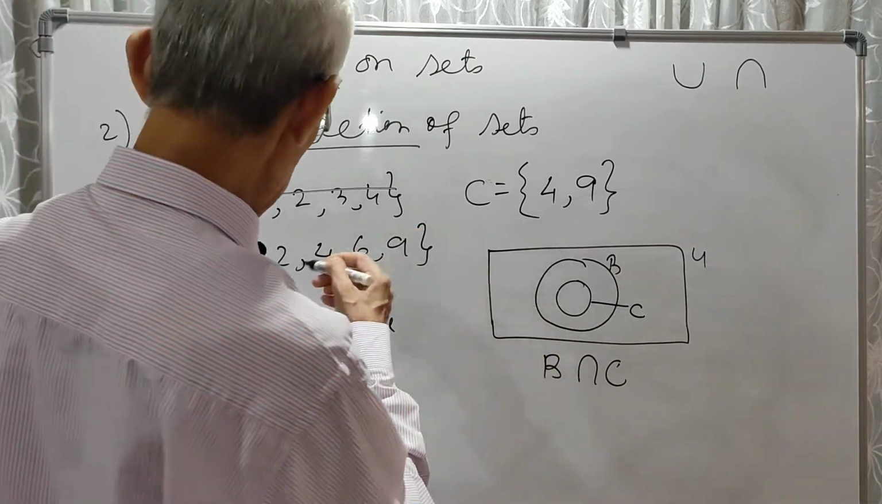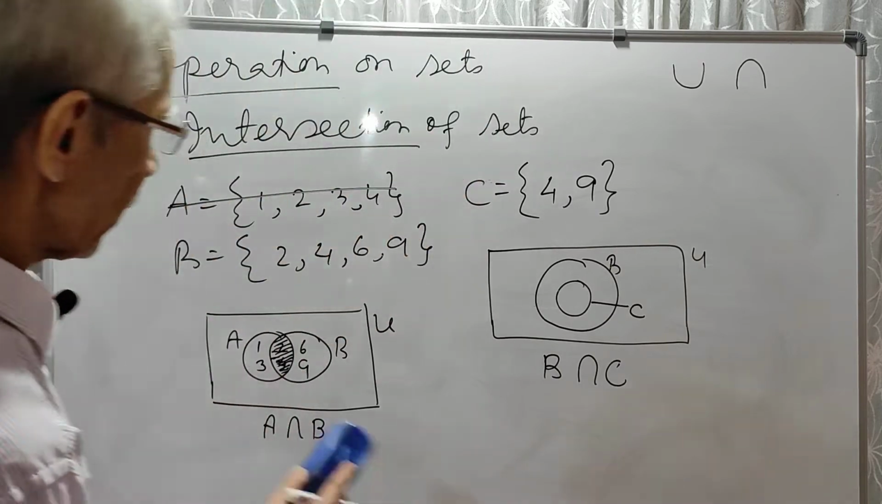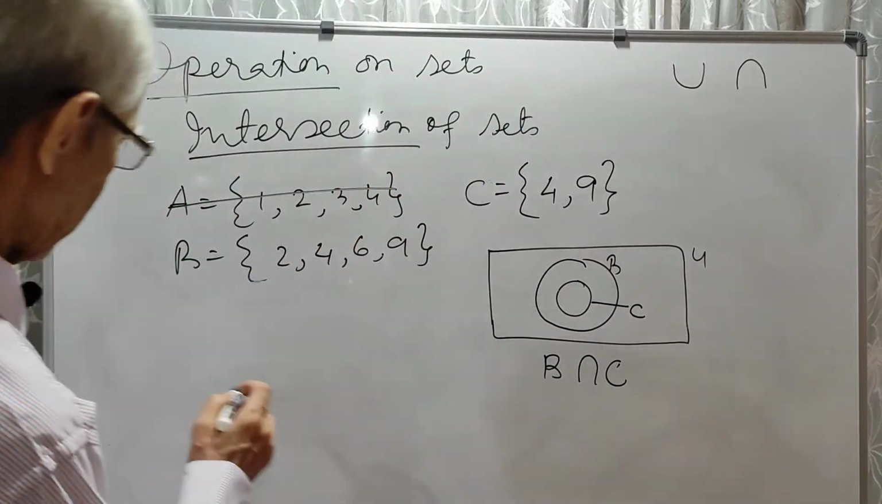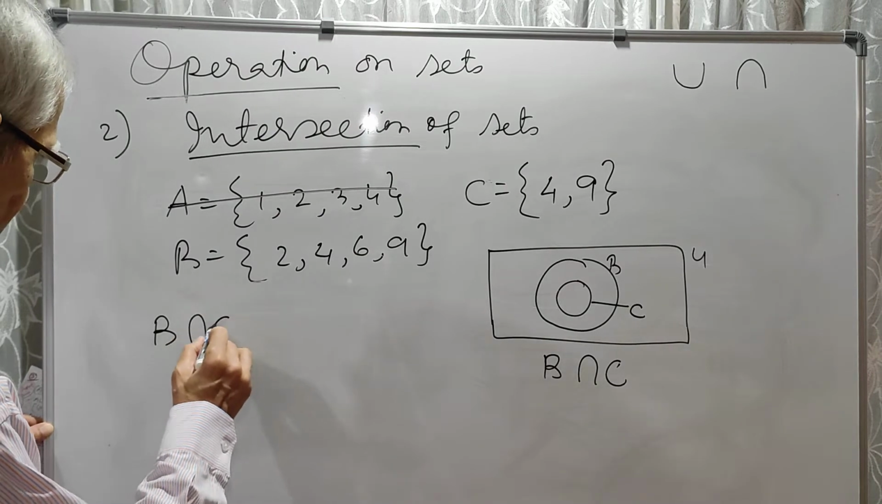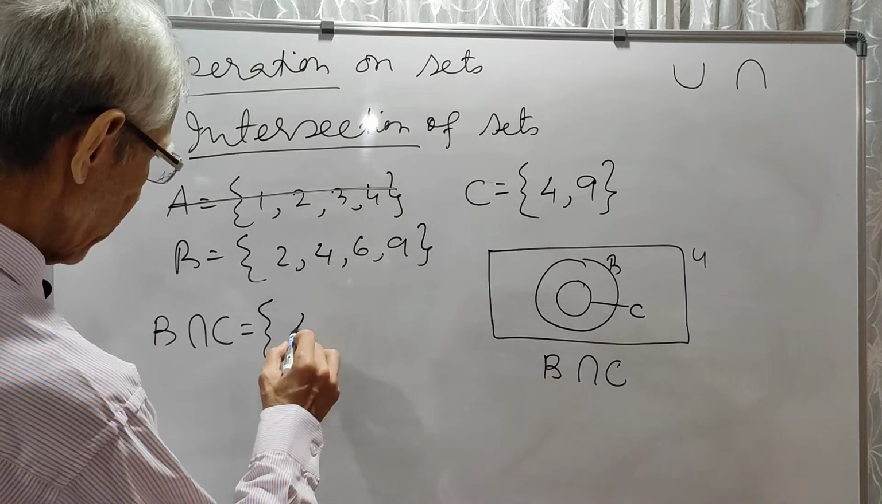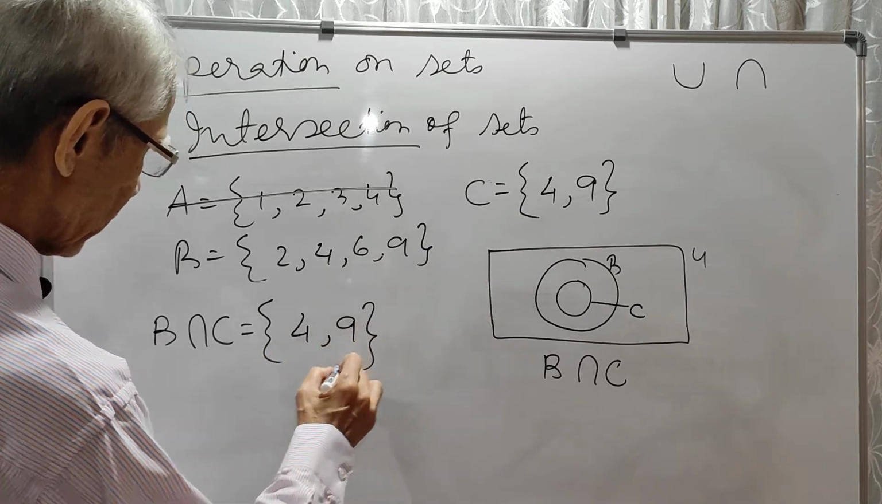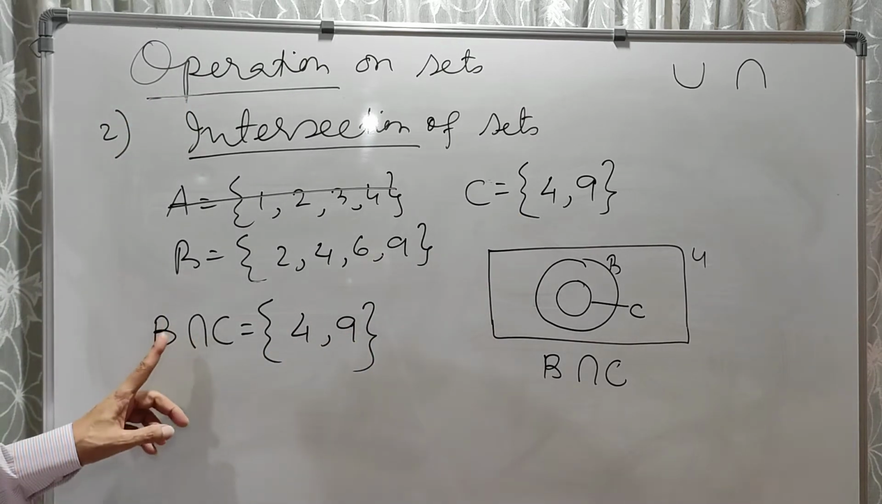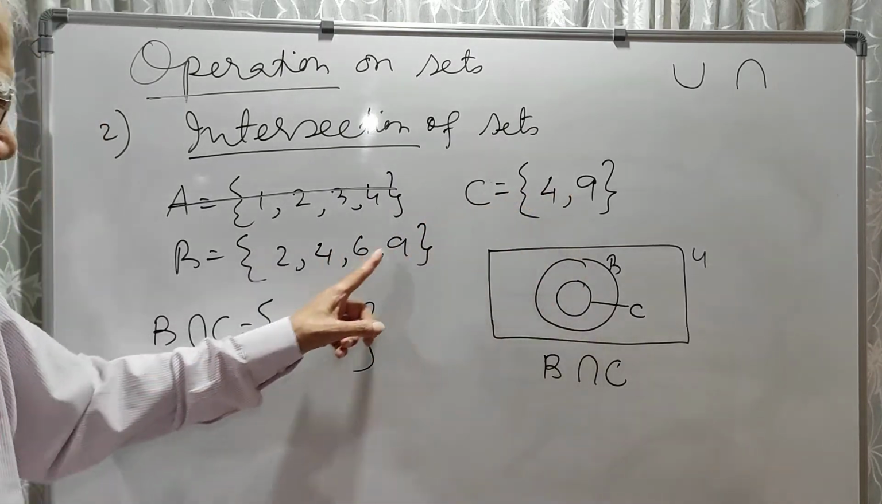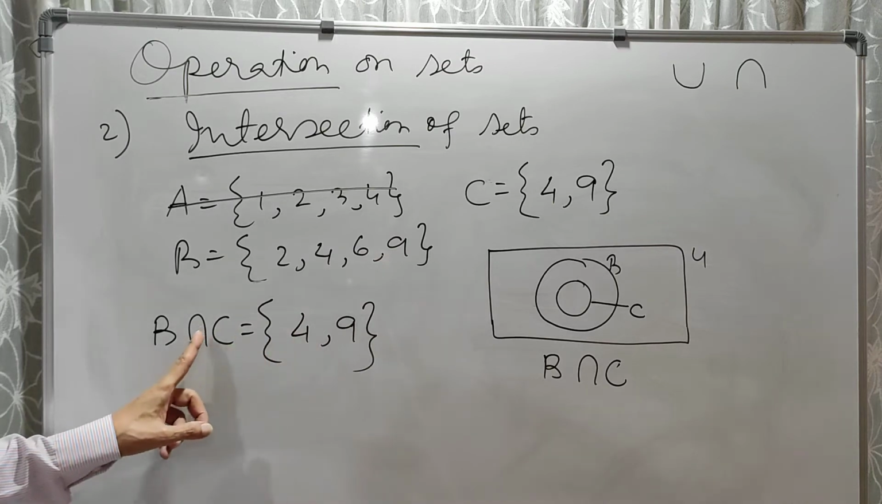Therefore, what is the intersection? B intersection C will be which set? Let us write the set first. B intersection C, that means the common elements of B and C. Now what are the common elements of B and C? Obviously 4 and 9, isn't it? So this set is B intersection C.